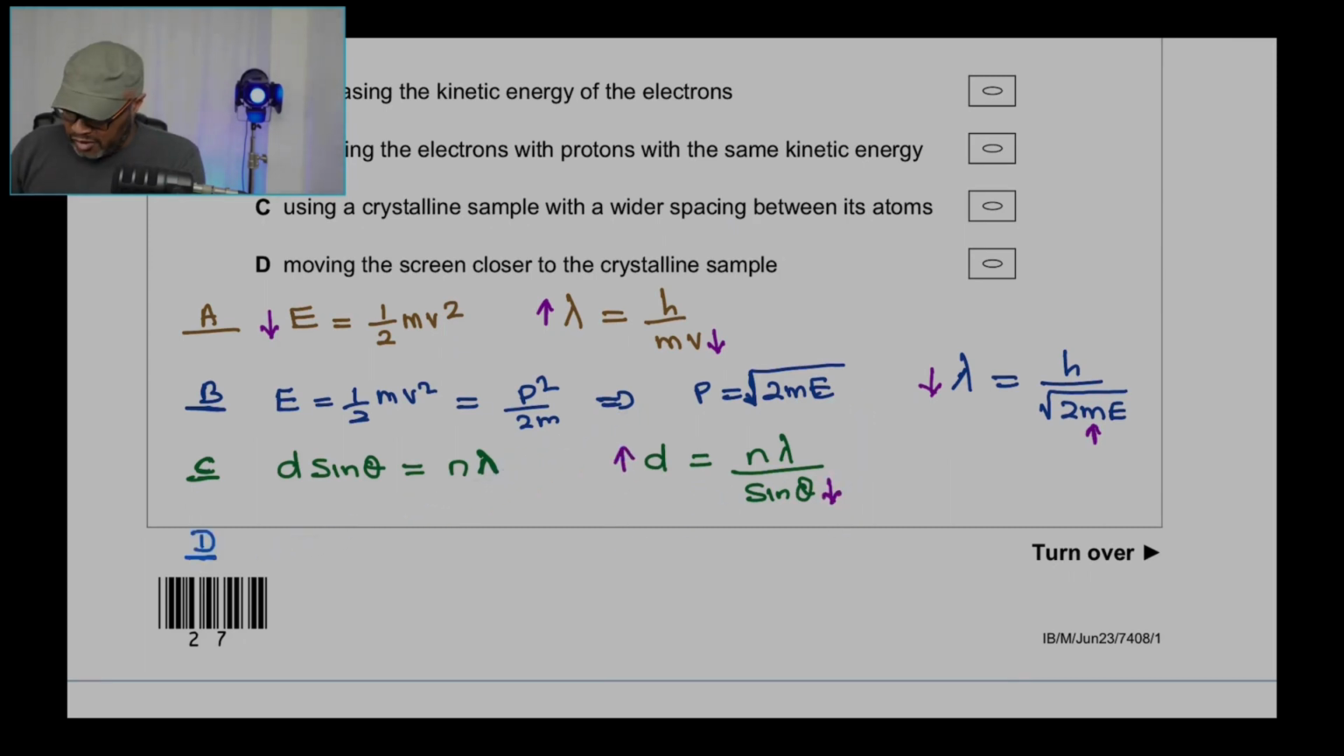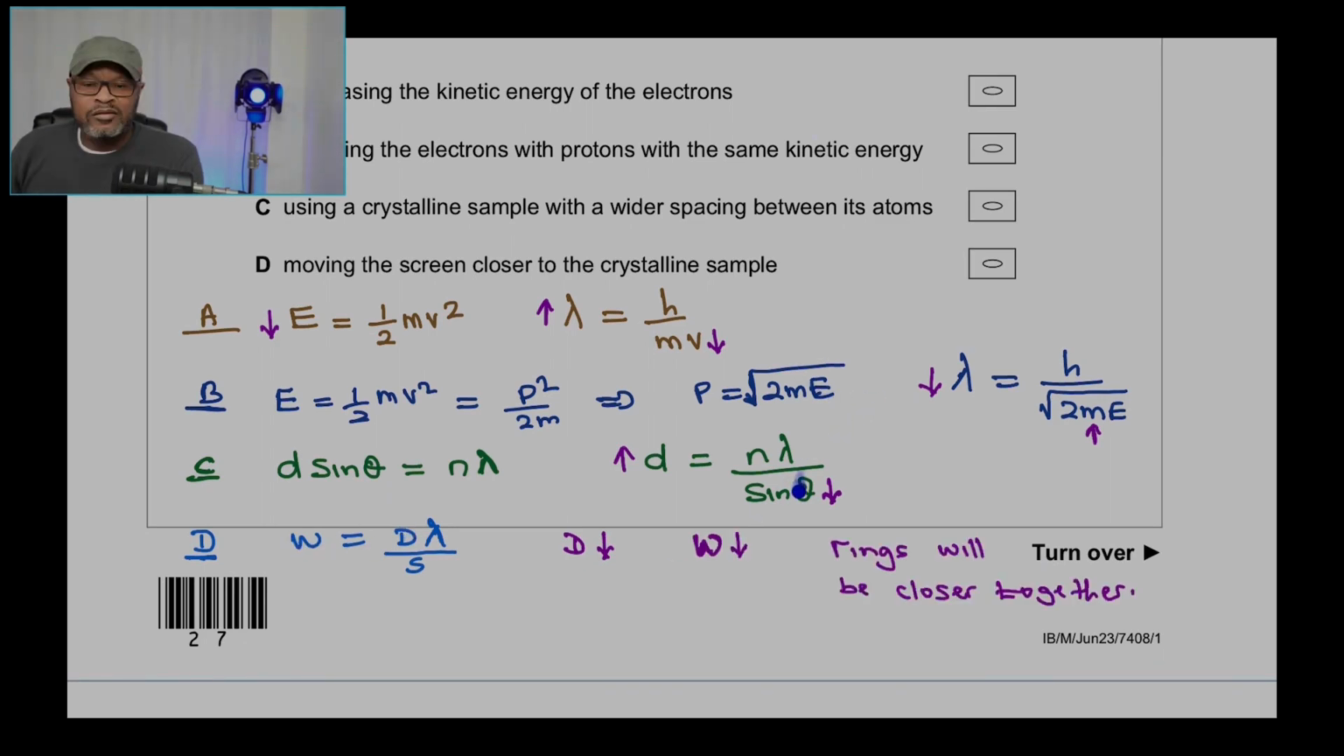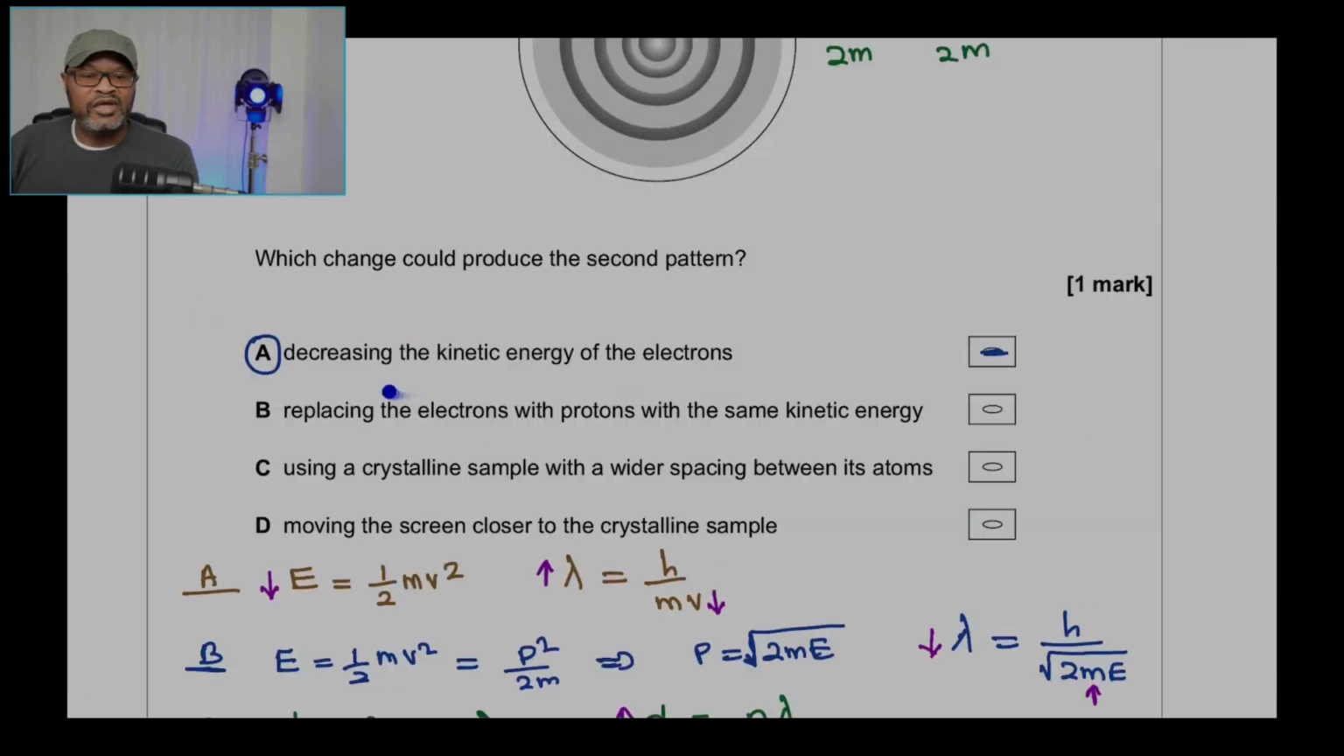For D, we're moving the screen closer to the crystalline sample. Again, we're looking at the width of the fringe. D is the distance between the screen and the spacing. So if D goes down, we expect the width, which is directly proportional, to go down. Rings will be closer together. A is the answer.